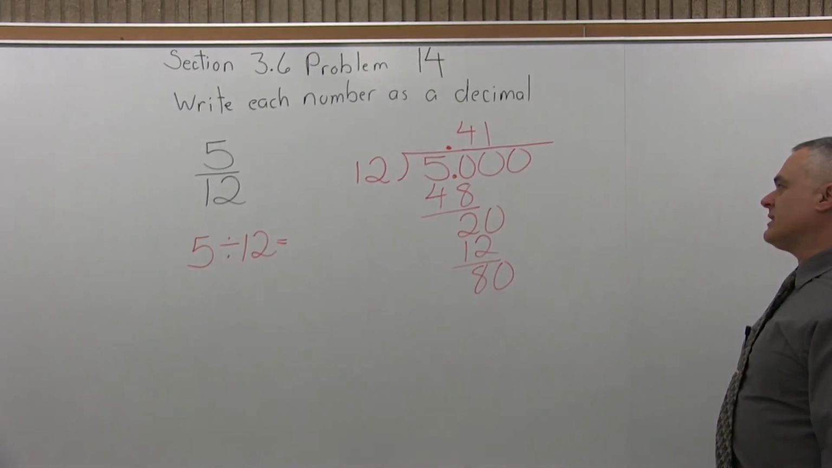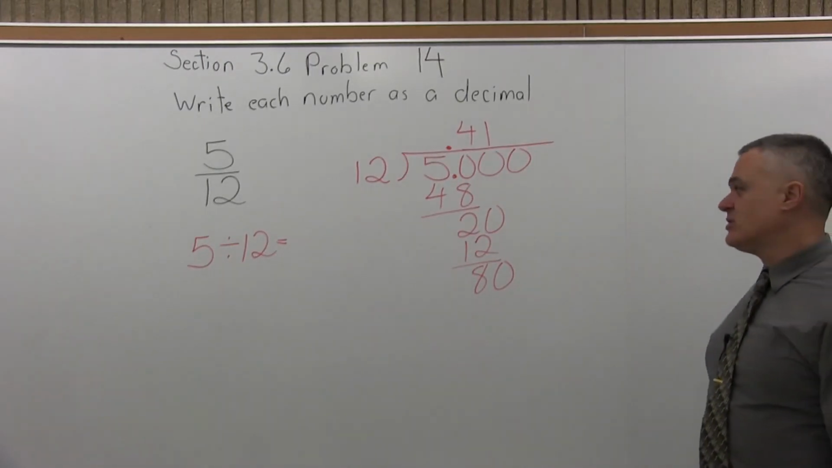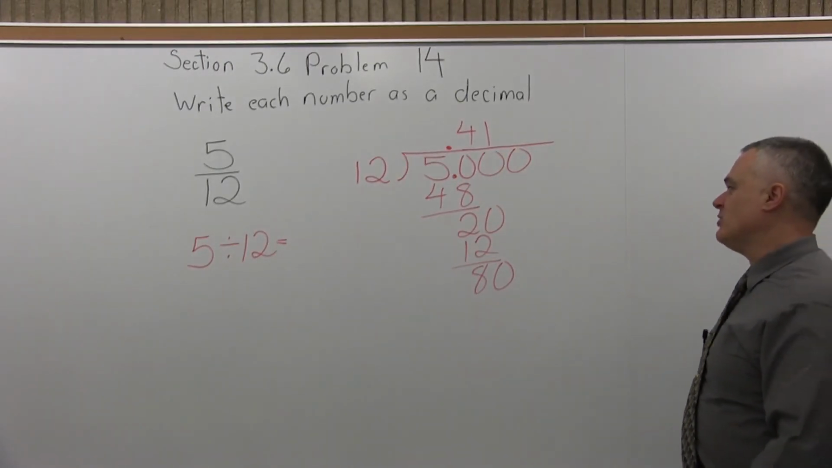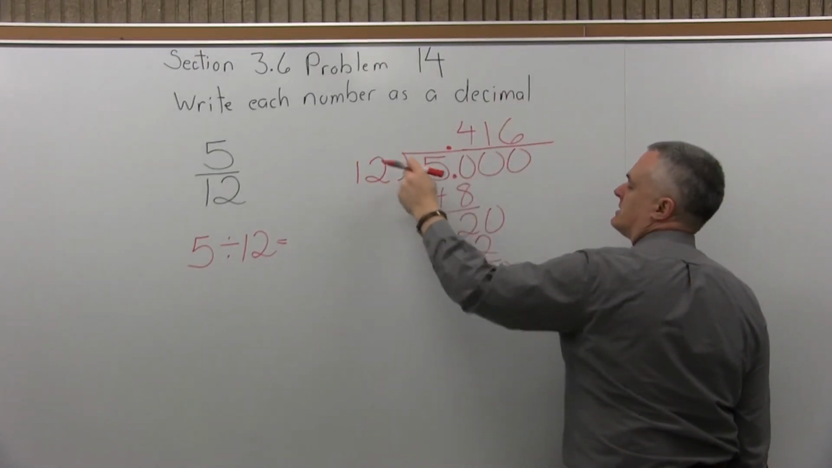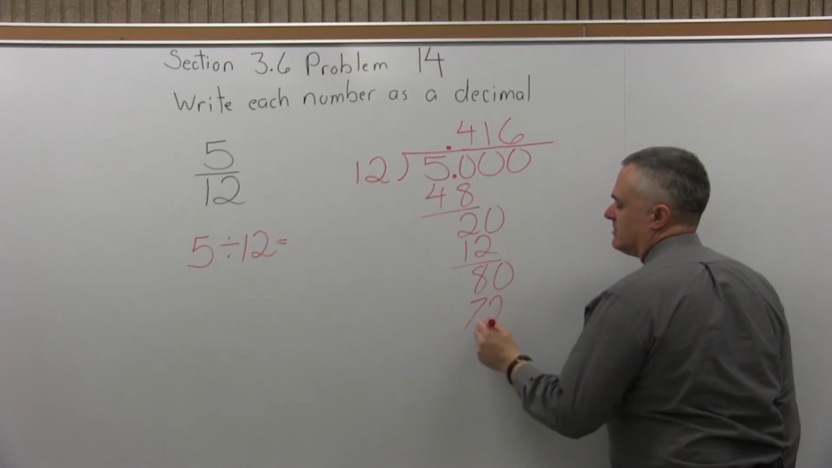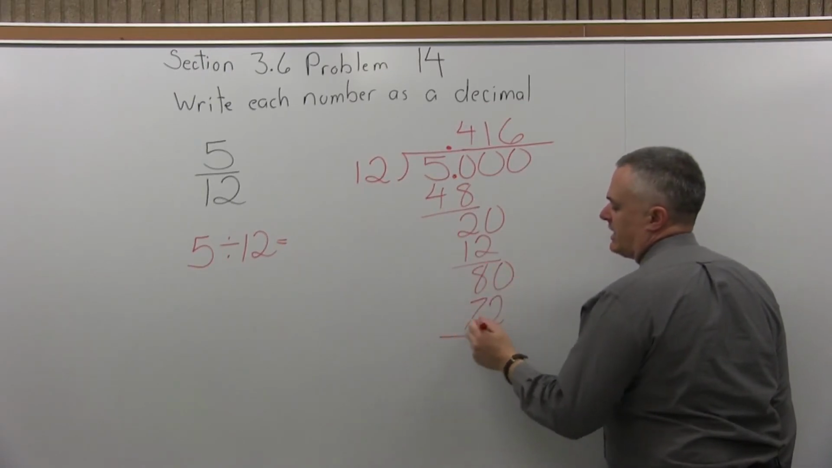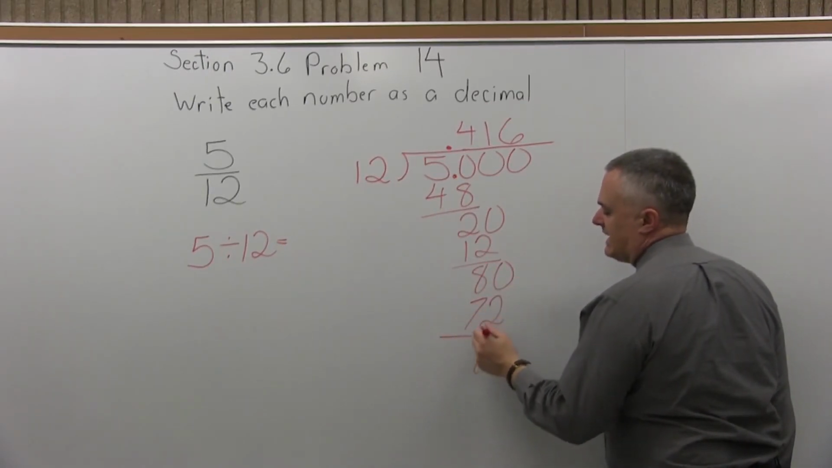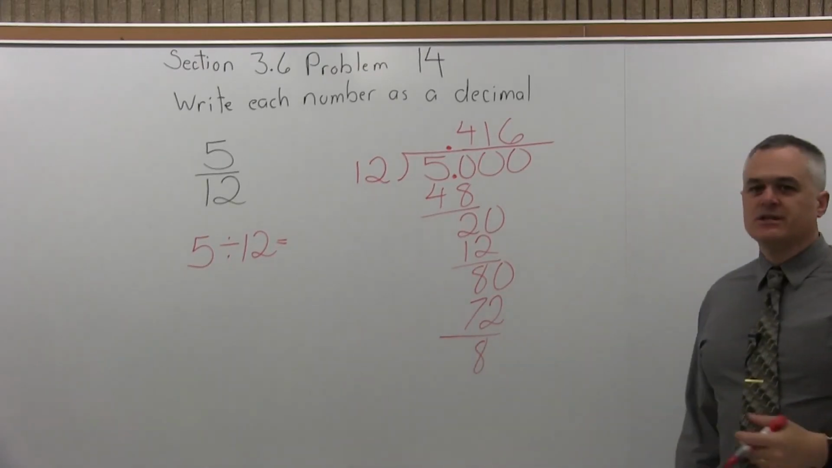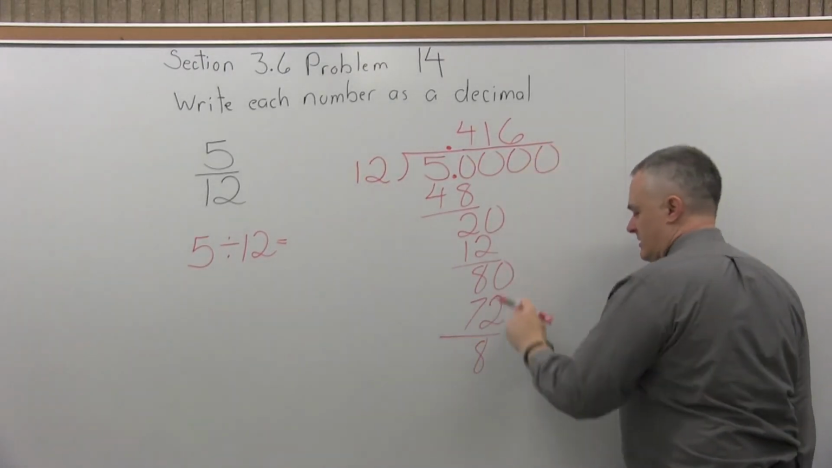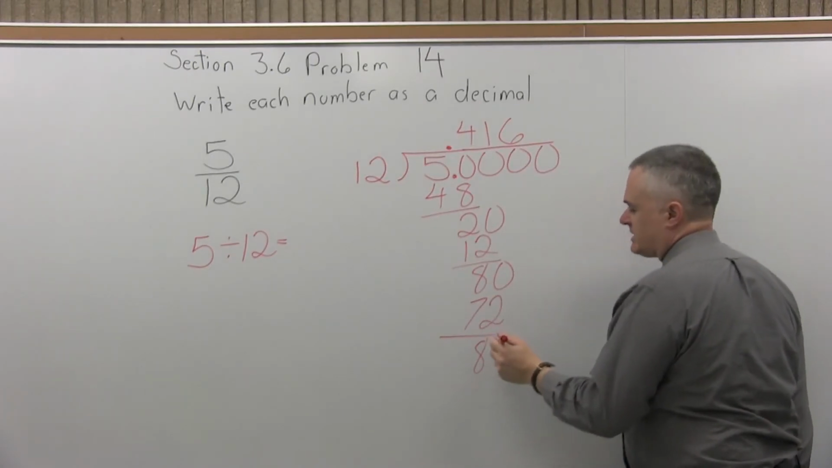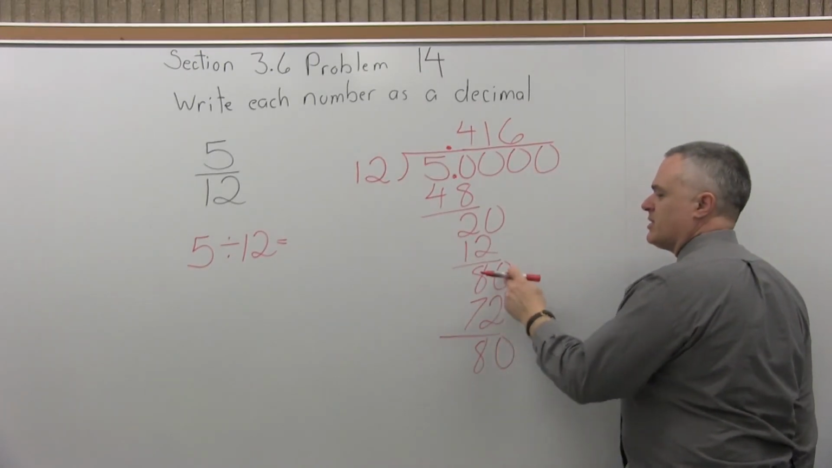12 times something is close to 80. Let's see. 12 times 6 is 72. And then 7 would be too big. So 6 is what I need. So 6 times 12 is 72. And then I'll do 80 minus 72 is 8. So it still didn't go in evenly. That's all right. So I add another 0 on the top. Bring the 0 straight down, goes next to the 8, makes it an 80. So it's the same number I had before.